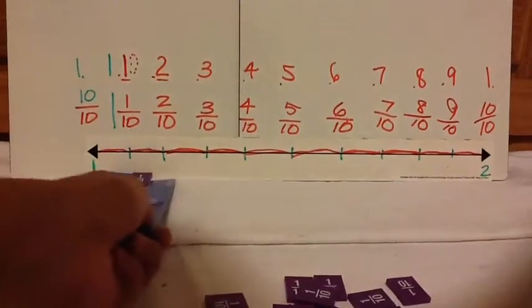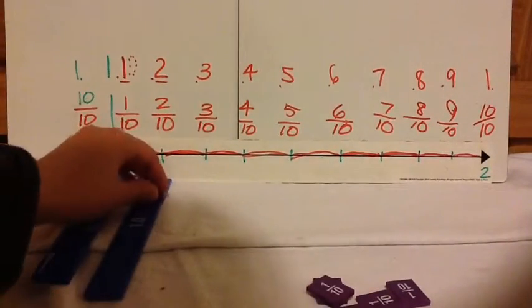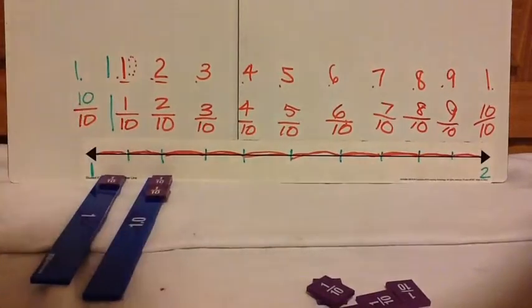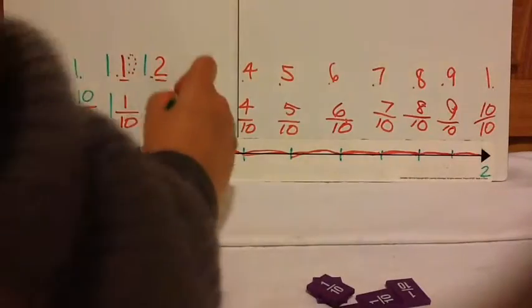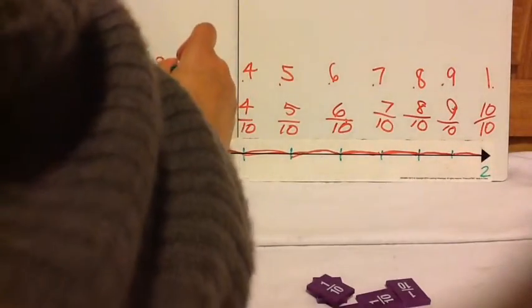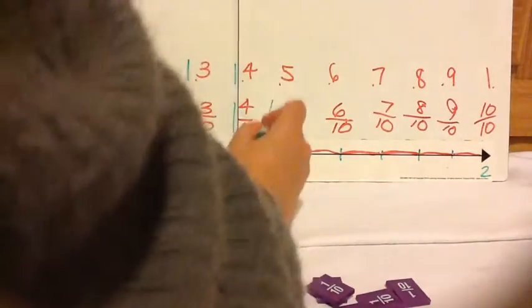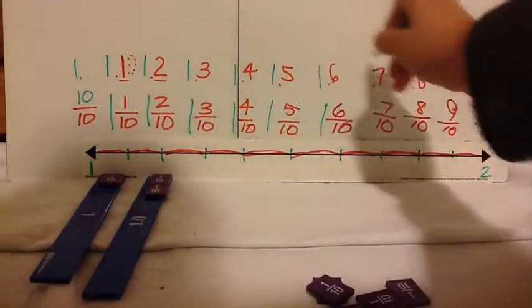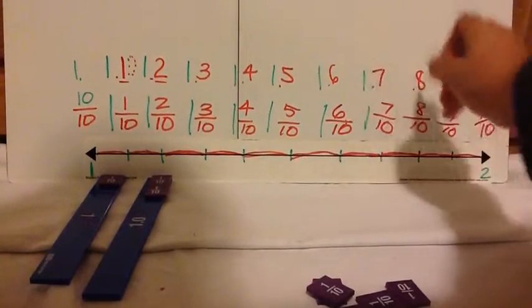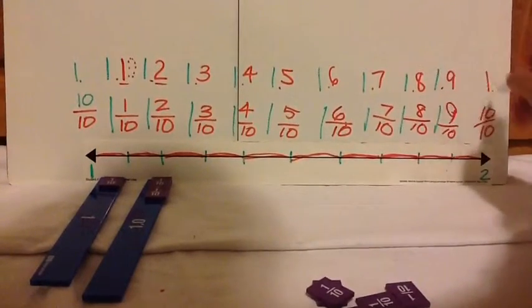The next one is 1 whole and 2 tenths. 1 and 2 tenths. So then I just put that there, and then I put that there. So the same thing, 1 and 3 tenths, 1 and 4 tenths, 1 and 5 tenths, 1 and 6 tenths, 1 and 7 tenths, 1 and 8 tenths, 1 and 9 tenths.